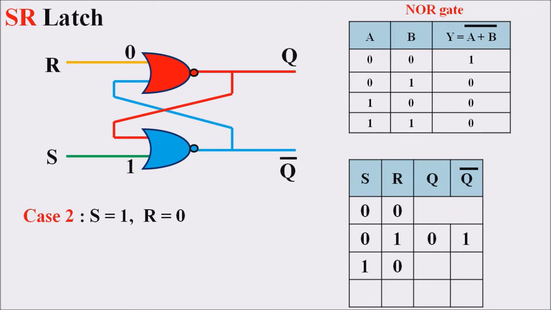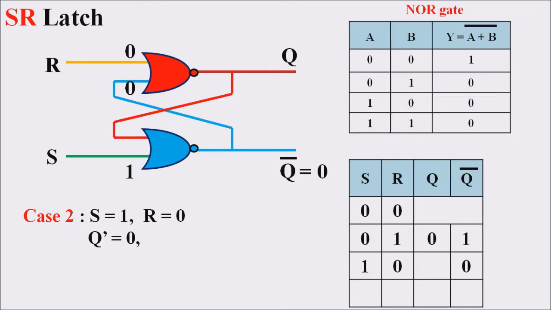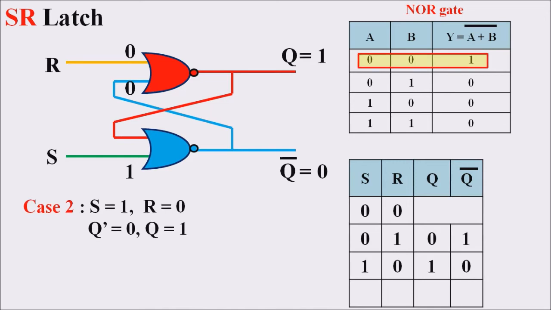So now let us consider case 2. Here we are dealing with S equal to 1 and R equal to 0. So the set value is given as 1, the reset value is given as 0. Now, according to the NOR gate's truth table, as we mentioned earlier, any input of 1 results in an output of 0. Here the S value is given as 1, so the second NOR gate's output will be 0, that is, the Q complement value will be 0. And this 0 is feeding towards the input of the first NOR gate, and thus the first NOR gate's inputs will become 0 and 0. According to the NOR gate's truth table, 0, 0 results in 1, that is, the first NOR gate output will be 1.